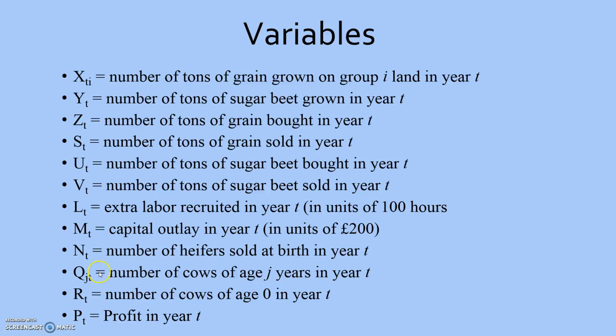Q sub J sub T, which is the number of cows of age J in years in the specific year of T. And then R sub T, which is the number of cows of age 0 in year T. And of course, the most important, which we're trying to optimize, P sub T, which is the profit in year T.